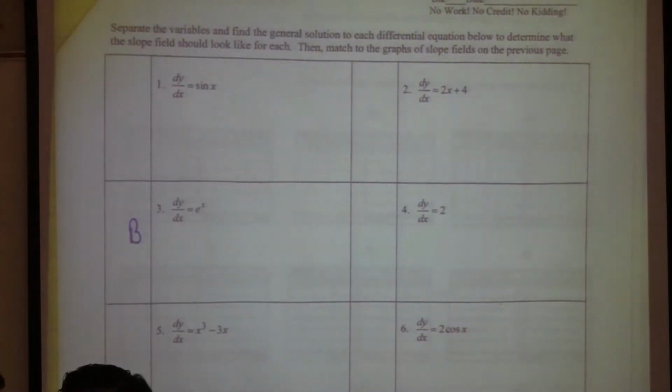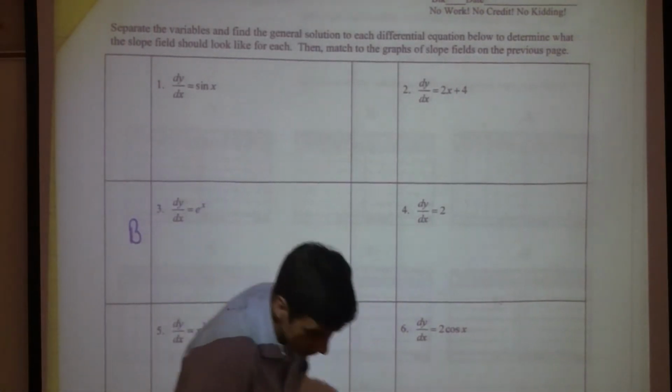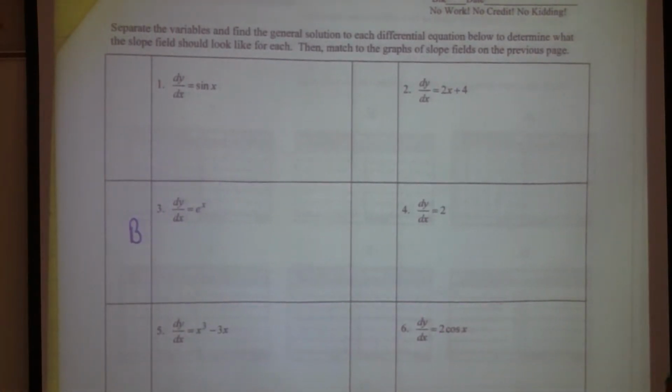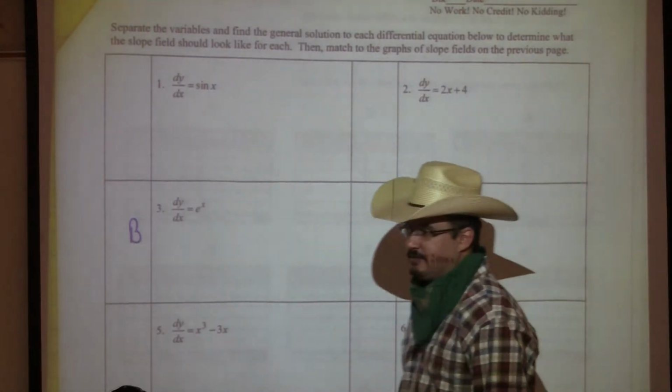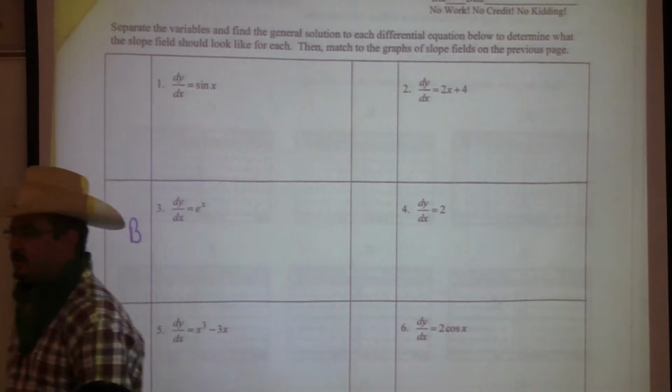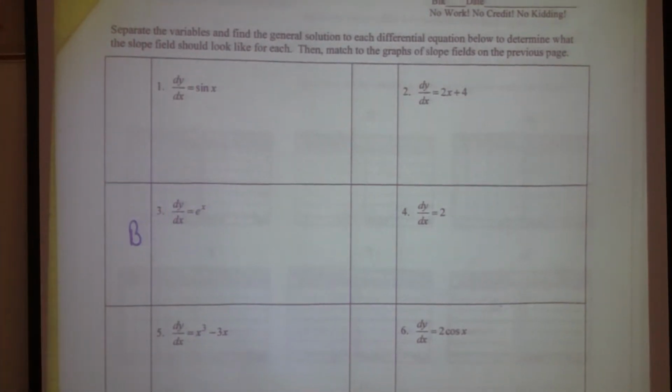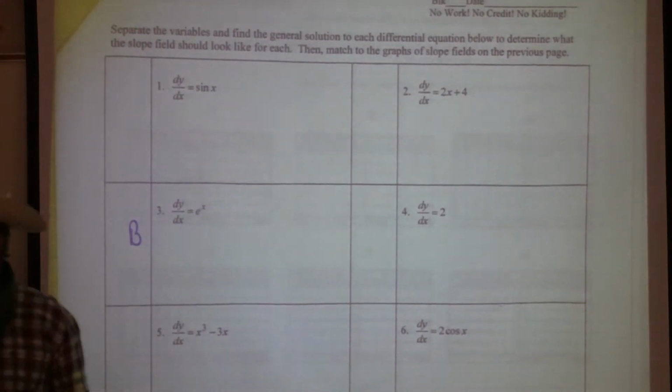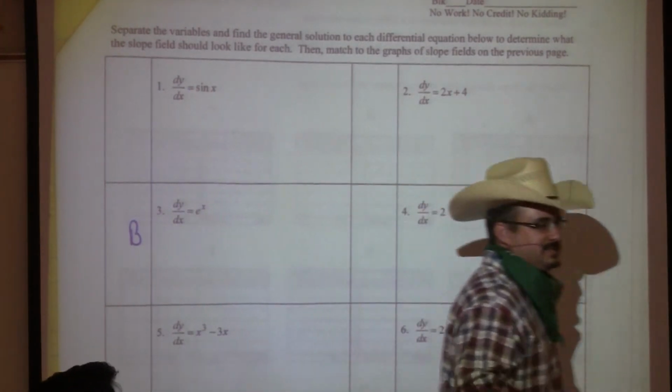Alright, so let's see how we did here. Number one, what should the answer be? I, very good. It should be I. That one's a tough one between I and D, right? But what gives it away is the slope. So if you do sine at 0, you get 0, right? So the slope at 0 should be 0. Okay? So I has a slope of 0.